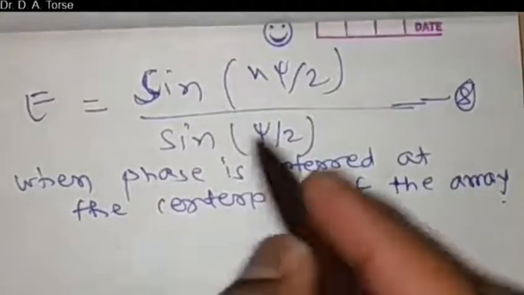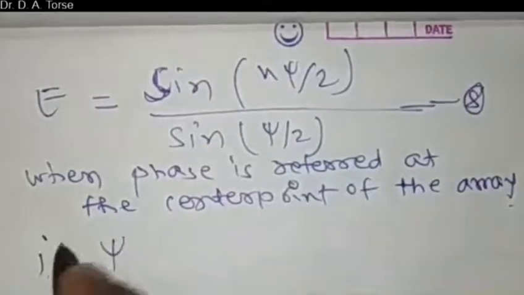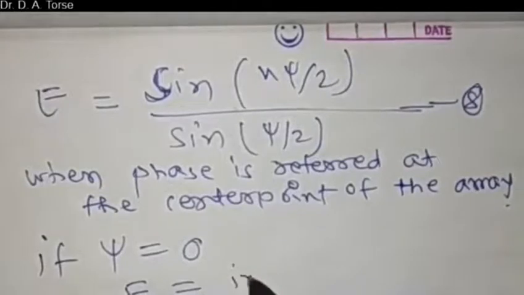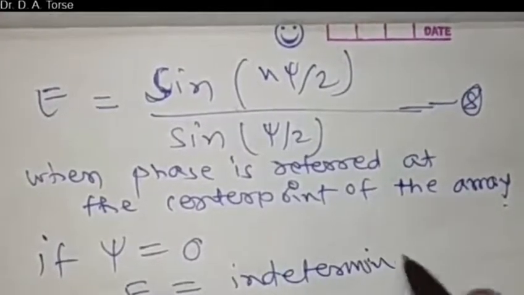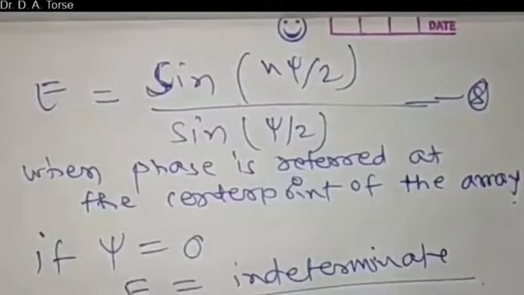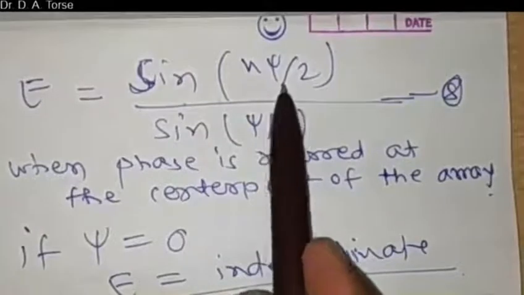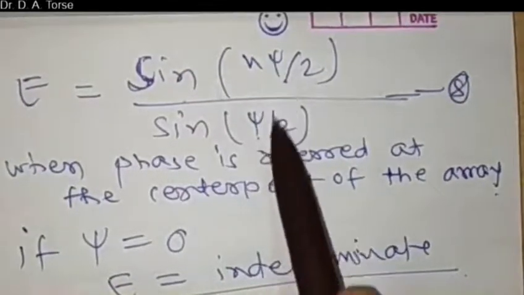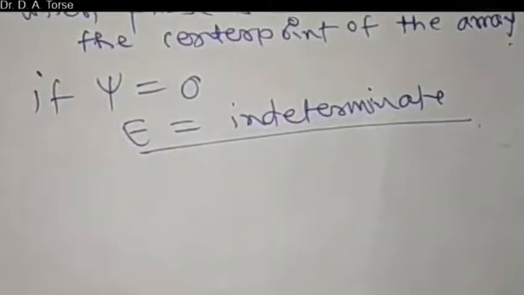Now you can see clearly from this equation, as there are two sine terms in the numerator and denominator, if psi is 0, then the E equation will definitely be in the indeterminate form, because sine 0 and sine 0 we are representing. So 0 divided by 0 is an indeterminate form. So there is no question of computing any such value when we have an indeterminate form.